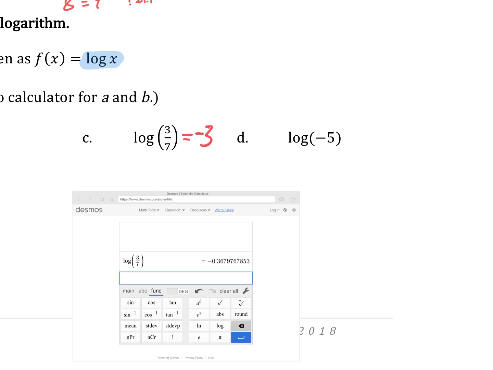Oops, negative 0.368. And this is an irrational number, kind of like the square root of 2 is an irrational number.